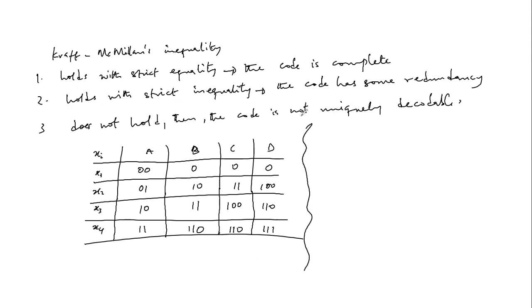So now, if we consider code A, we check the Kraft-McMillan inequality. There are 4 code words, and the code alphabet size is 2 because we're doing binary, so 2 to the power of minus L i. Here, the length of S1 is 2, the length of S2, that's the number of bits, is 2, and they are all 2. So this will be 2 to the power of minus 2, plus 2 to the power of minus 2, plus 2 to the power of minus 2, plus 2 to the power of minus 2, which is 1 over 4 plus 1 over 4 plus 1 over 4 plus 1 over 4, which is equal to 1. And now, by inspection, we observe that no code word is a prefix to another code word. So in other words, this code is prefix-free.